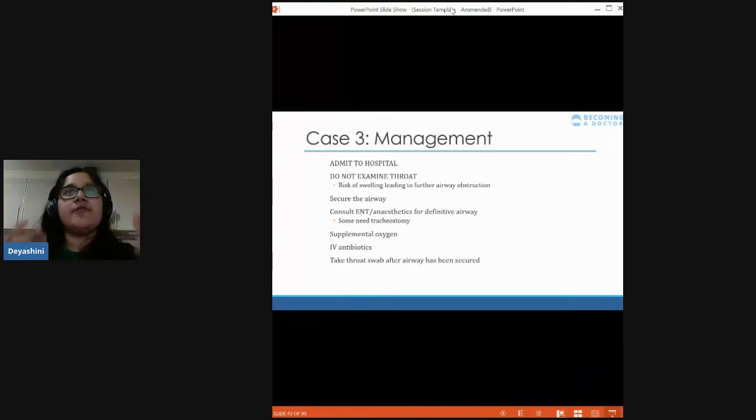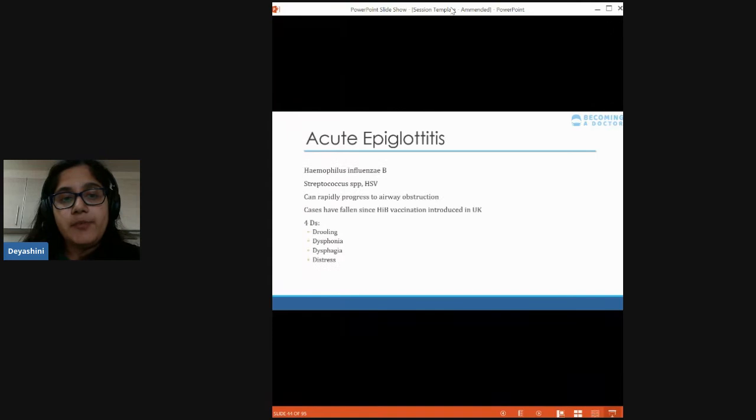I'm not going through A to E religiously every time, but always remember it with any examination of an unwell person. Once the airway is secured, think about taking a throat swab and sending it off to look for bacteria. HIB only accounts for 10% of cases of acute epiglottitis since the vaccination was introduced. The most common cause is Streptococcus bacteria. Herpes simplex virus can also cause it.